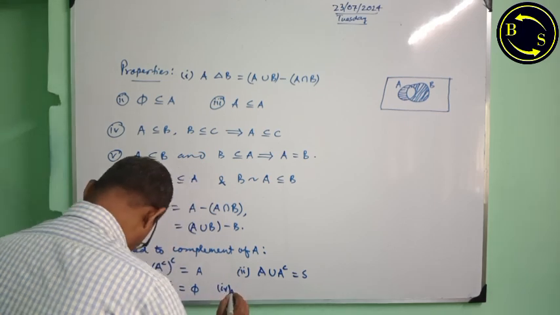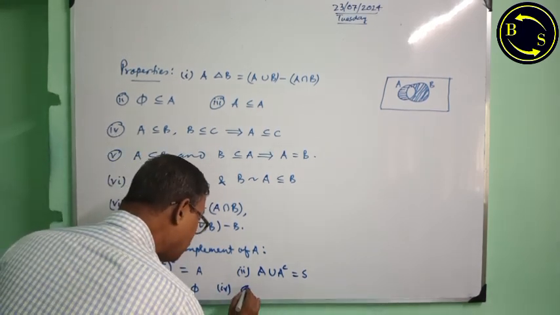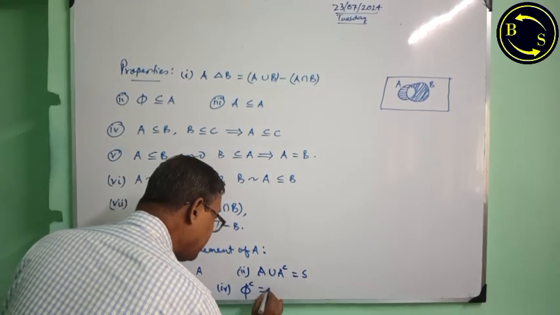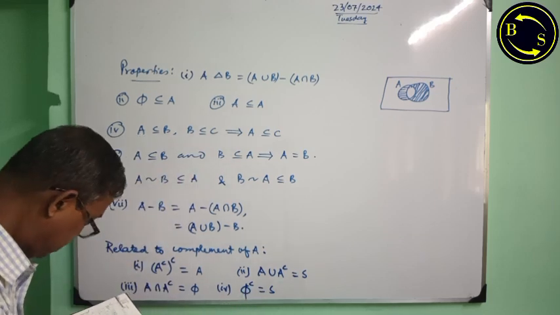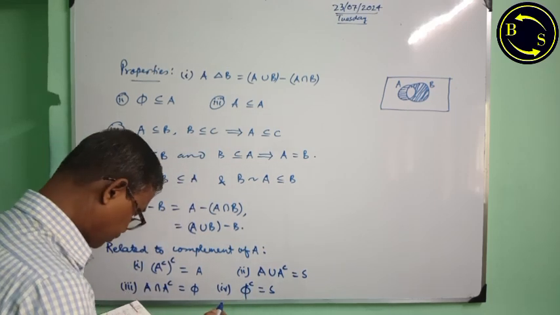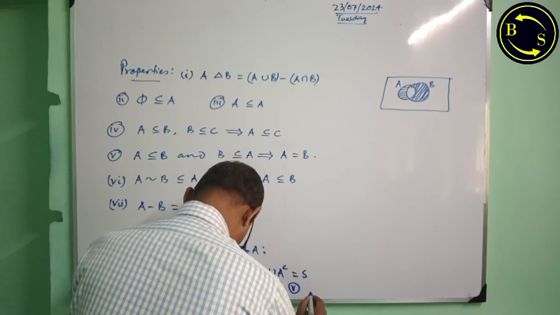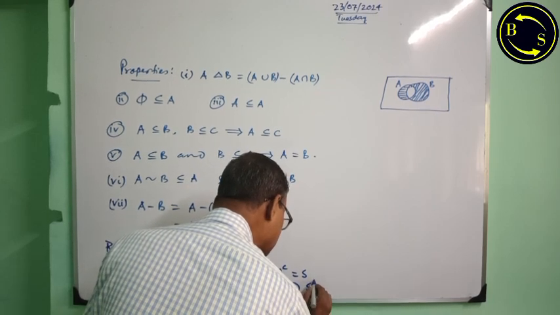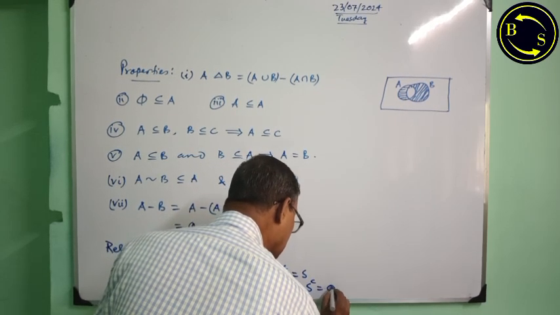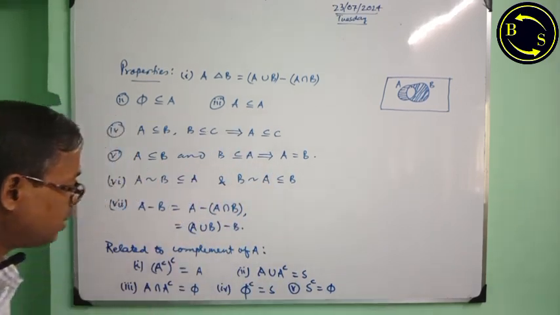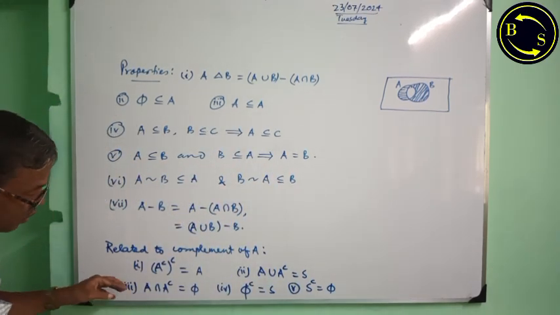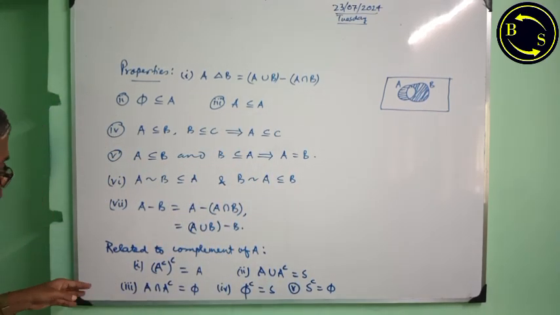Number four, complement of null set is equal to the universal set, and complement of the universal set is the null set. These are the results related to the complement of a set.